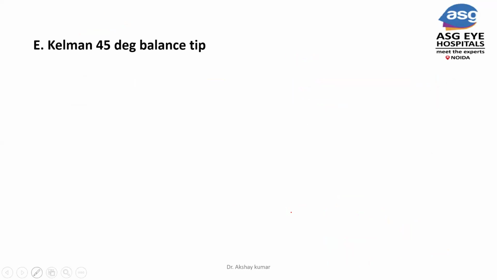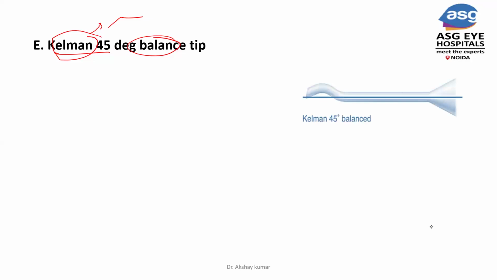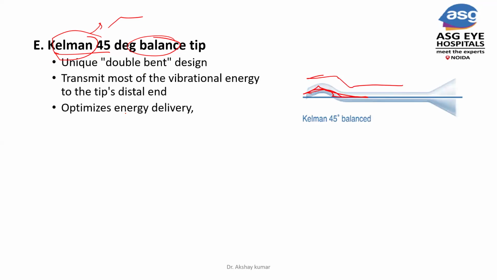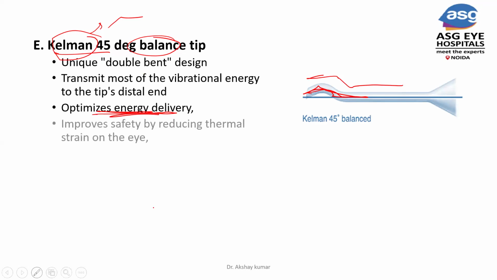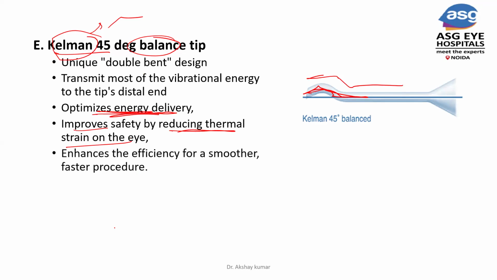Next, the Kelman 45-degree balance tip. I told you in a previous slide that Kelman has a bend and the balance tip has a second bend. So as you can see, there are two bends in the tip. What is the significance? It optimizes the energy delivery and improves safety by reducing the thermal strain on the eye, and it enhances the efficiency for a smoother and faster procedure.